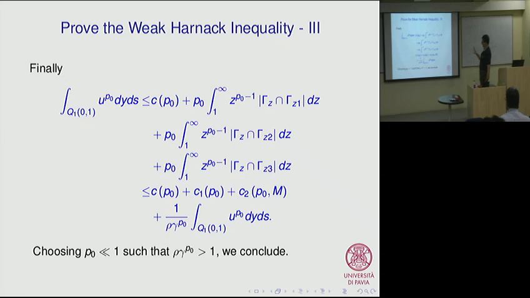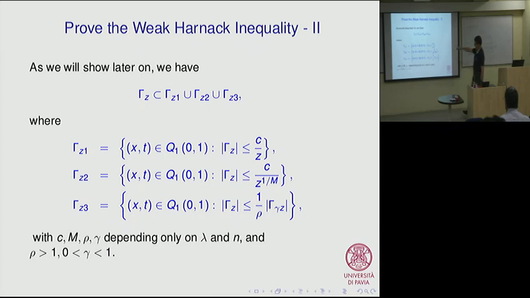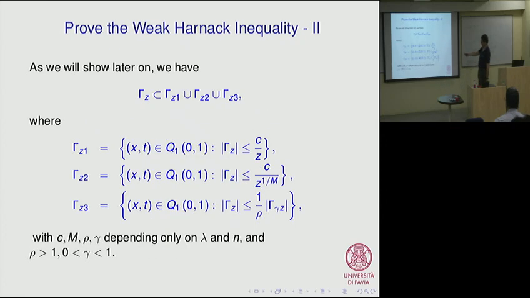So, if my previous claim holds true, then I'm done, provided I choose p naught sufficiently small. Okay, so this proves the weak Harnack inequality if my previous claim is correct. So the final part of my talk will be to show that my claim is indeed correct, that you can rely on this, and so you can conclude.